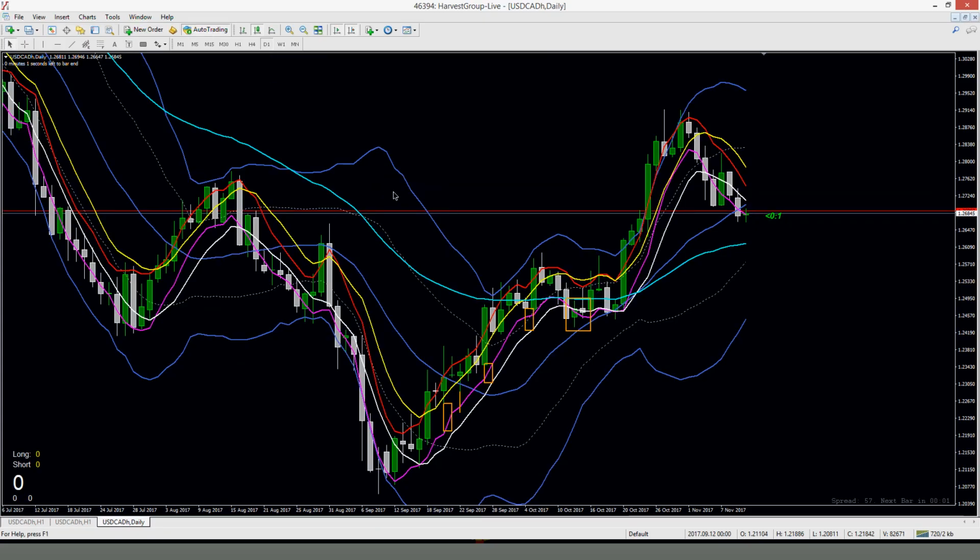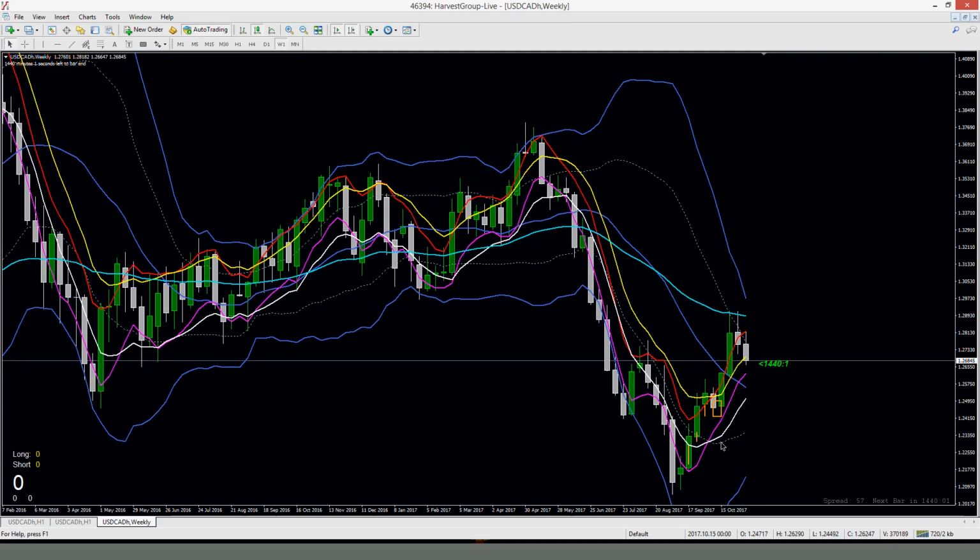Okay, so let's go to daily first. As you can see, there's 1, 2, 3, 4 re-entries, and obviously this is probably a re-entry on a weekly level. Let's go to weekly. It doesn't show on a weekly, but it's obviously a re-entry on a weekly level. So by just looking at MA50, it tells you where the market is going. Okay.